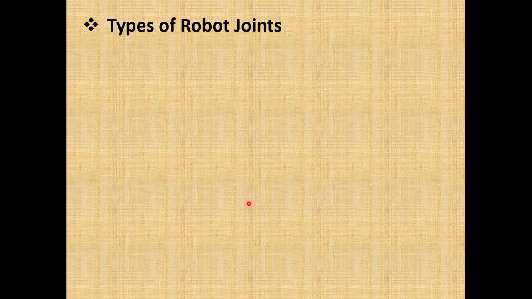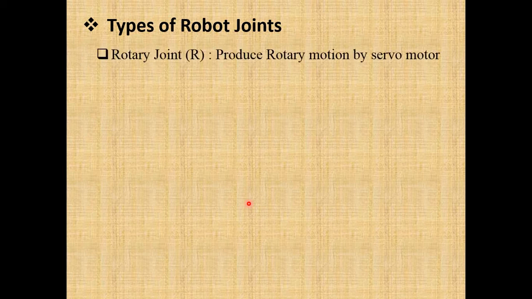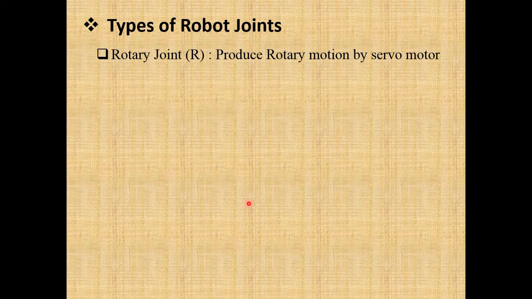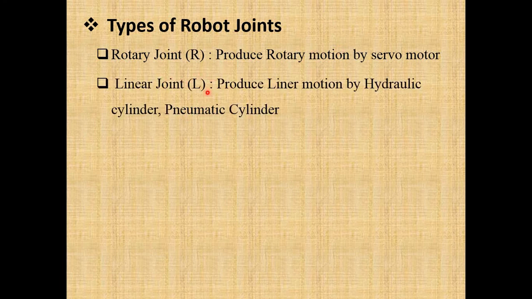Next is the types of robot joints. We will see which different types of robot joints are available. So rotary joint is there, linear joint is there. The rotary joint produces rotary motion and the actuator used is a servo motor. Second, the linear joint, represented by L, produces linear motion by a hydraulic cylinder or pneumatic cylinder.